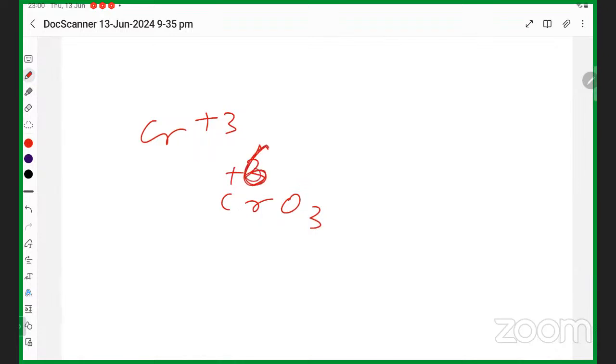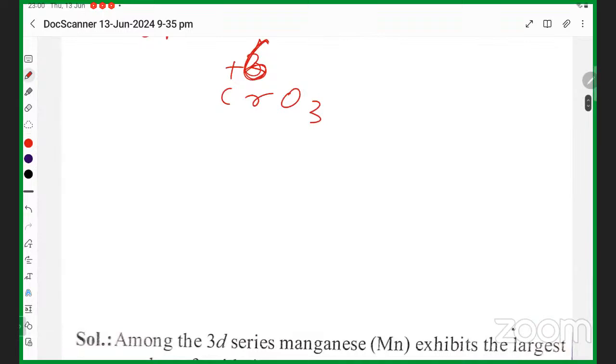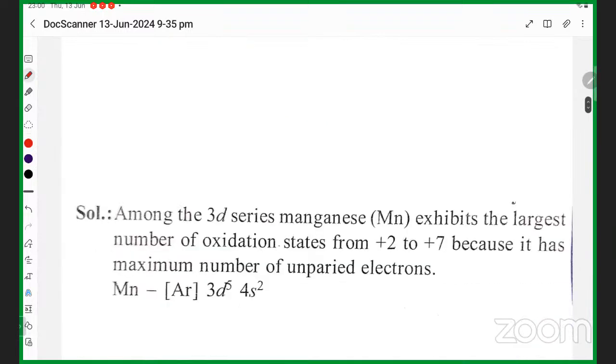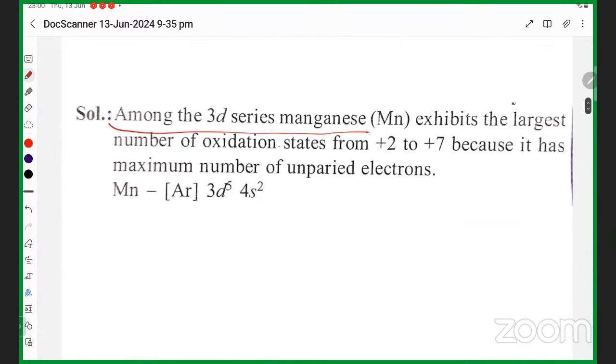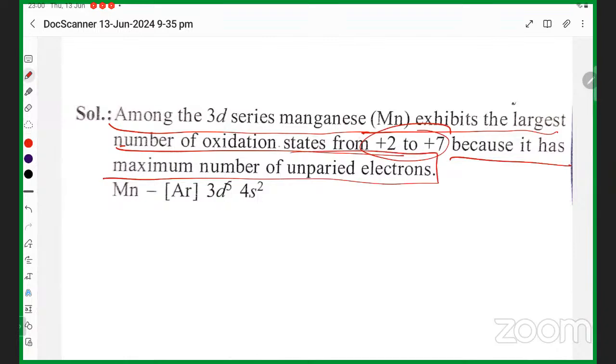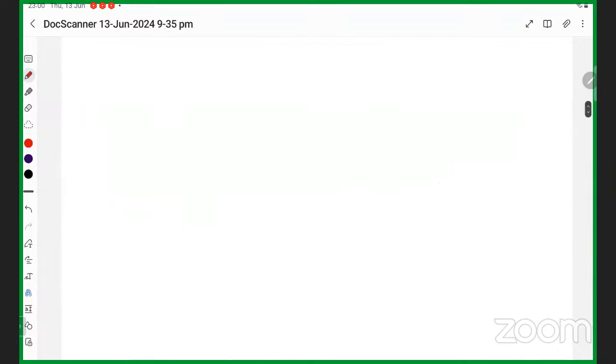Okay, next question. Here they have written: among the 3d series, manganese exhibits the largest number of oxidation states, +2 to +7, because it has the maximum number of unpaired electrons. Next question.